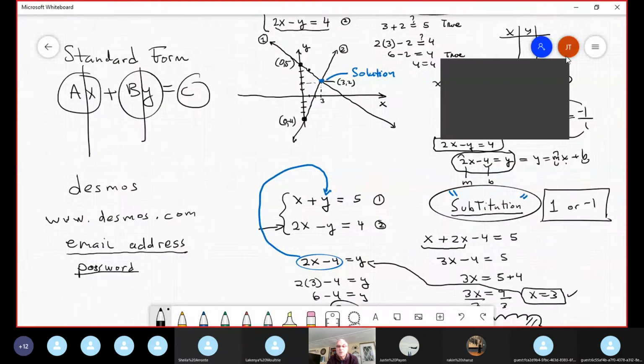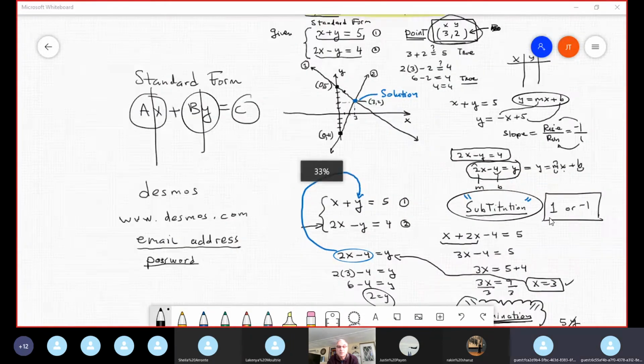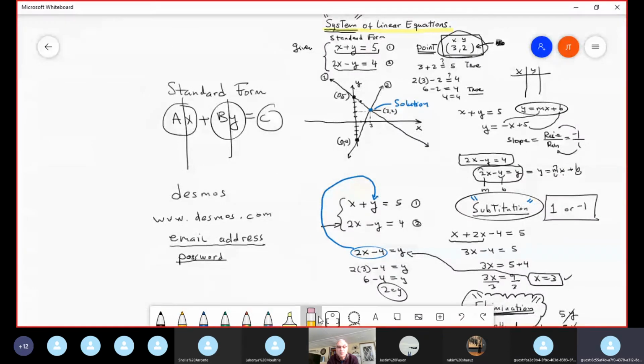Whiteboard now. Do you see the whiteboard? Yes. Okay. Let me erase the whiteboard.